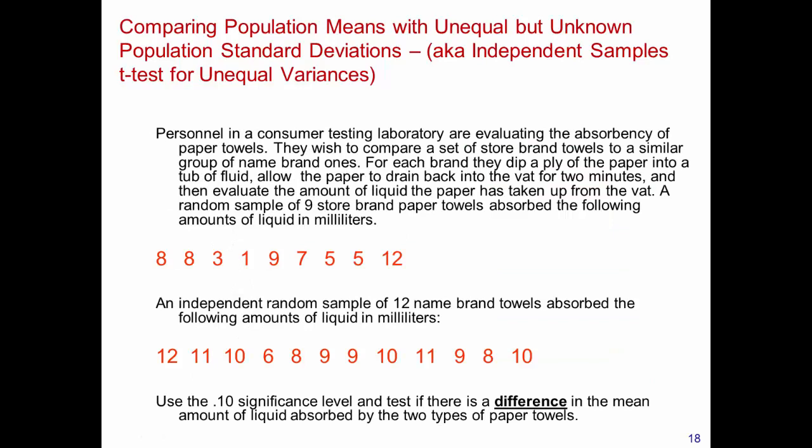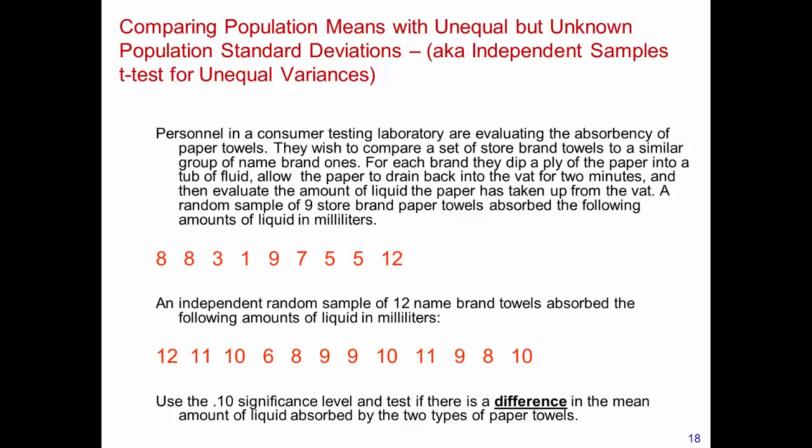So we have a consumer testing lab that's evaluating the absorbency of paper towels, and they're comparing a set of store brand towels to a similar group of name brand ones. For each brand, they dip a ply of the paper into a tub of fluid, allow the paper to drain back into the vat for 2 minutes, and then evaluate the amount of liquid the paper has taken up from the vat. A random sampling of 9 store brand paper towels absorbed the following amounts of liquid in milliliters, and they're listed here. An independent random sample of 12 name brand paper towels absorbed the following amount of liquid in milliliters.